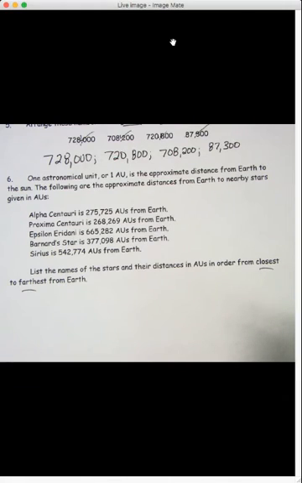So let's think about this. Would the biggest number be the closest or the smallest number be the closest? Well, let's compare you to me. If you were standing 2 feet from me and then you were standing 5 feet from me, which one would be the closest? It would be 2 feet, the smaller number, right? So the smaller number is going to be the closest. So we need to look for the smallest number first because it is going to be the star that's closest to the Earth. So the smallest to biggest, the least to greatest.